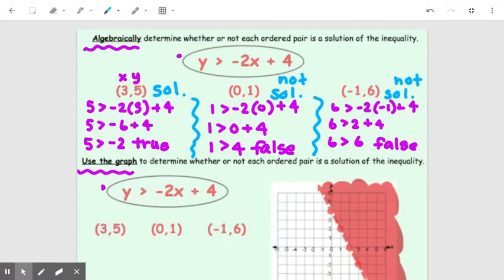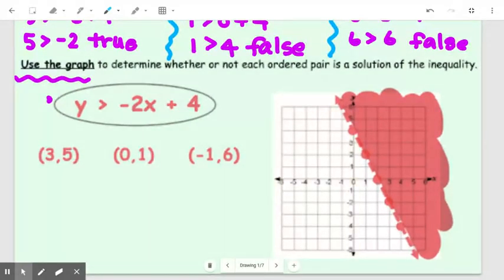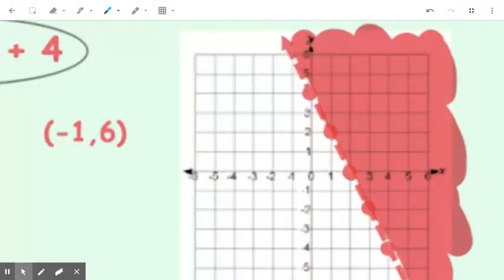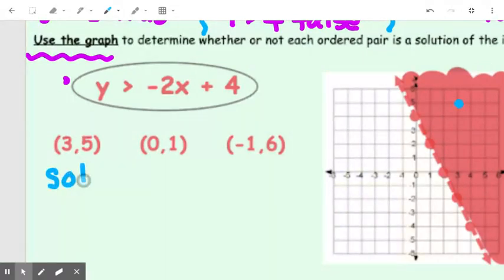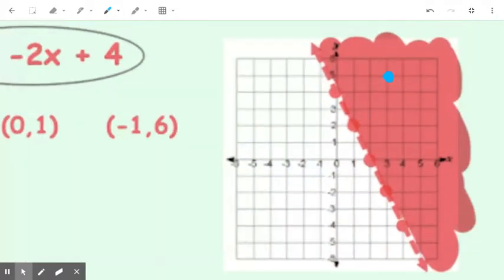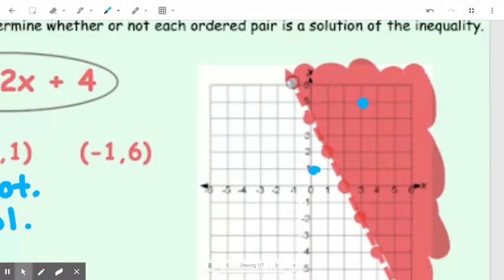Okay, so algebraically, that's how you determine solution or not. Now down here, it's pretty quick once you have a graph. So if I look at the point 3, 5 over here, if you notice, it's in the shaded part. Well, remember, the shaded part is where the solutions are. So because it's in the shaded part, that means it is a solution. 0, 1 is the ordered pair right here. It's in the unshaded part, so that means it is not a solution.